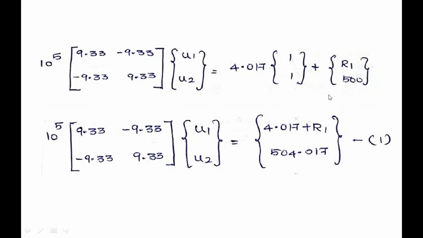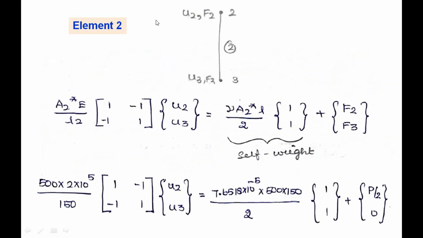Similarly, we have to derive the element characteristic equation for the second element. This is the second element shown. Node 2 and node 3, U2, U3 are the degrees of freedom, F2, F3 are the forces. When you write the element characteristic equation for this element, A2 star E divided by L2, [1 -1; -1 1], U2 U3, is equal to gamma A2 star L divided by 2, [1; 1], plus F2 F3.